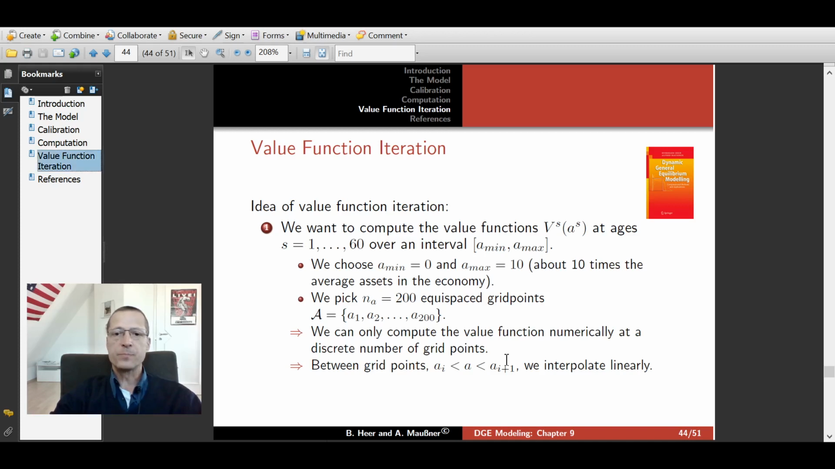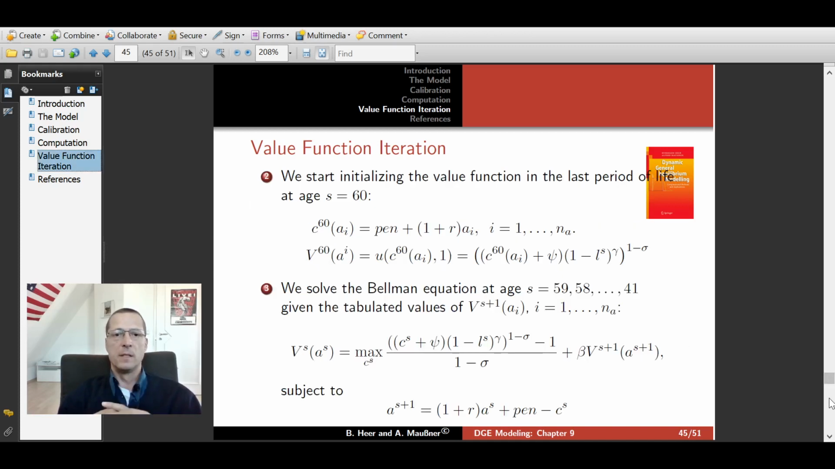let's go to the next step and start at the end of a person's life at age 60 and compute his value function. So we know that at age 60 we consume all our pension income, pen, all our interest income, R times A, and of course our savings A. And we compute this for our 200 grid points A_i, so from 0 to 0.05 and so on, up to grid point A200, which is equal to the value of our maximum in the interval, our upper limit.